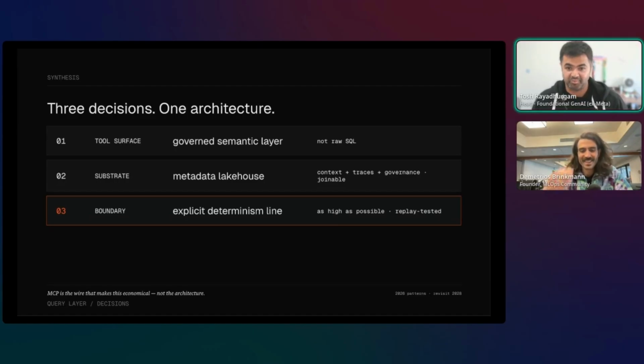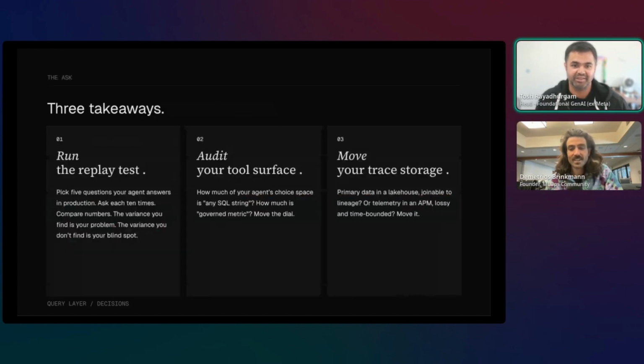The variance you find is a problem. And if you don't find variance, maybe there's a blind spot there, right? And three, look at your trace storage. Is it your primary data? Is it lakehouse? Think about it and move it.